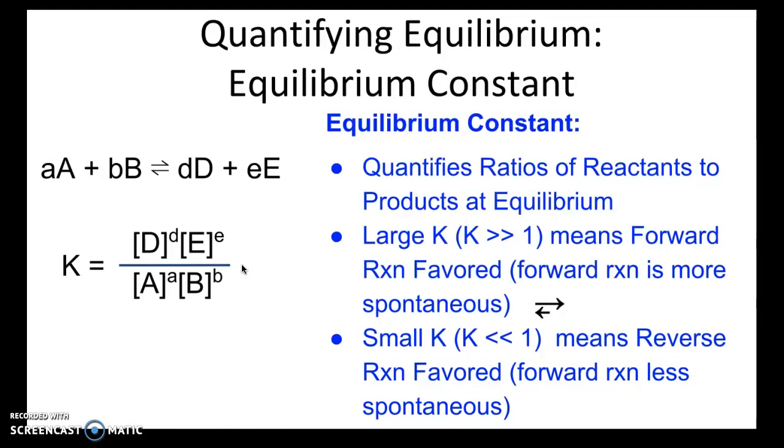And of course, we can utilize these arrows to indicate whether the forward reaction or the reverse reaction is favored. This is going back to the part 1 video. Another thing to know about the equilibrium constant.